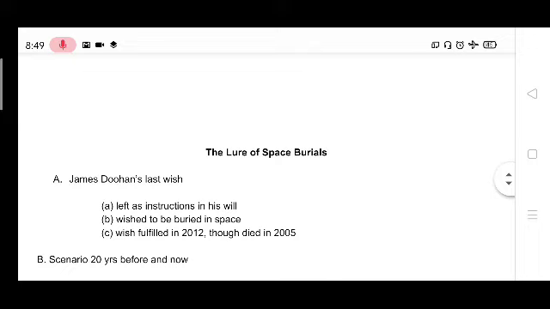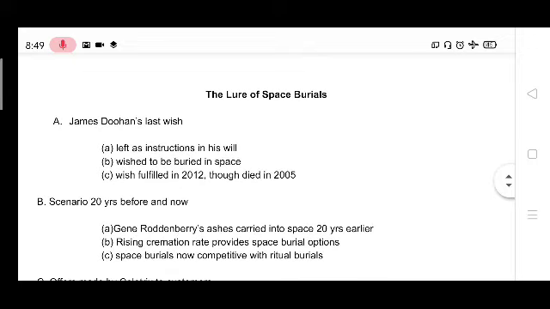when you're writing the notes. So you have to give your notes a title, The Lure of Space Burials. So that is the title. You can give any other title, or simply write Space Burial, but do write a title, whatever it is, and it should relate to the topic of your passage. It will fetch you 1 mark. If you forget to write the title, then that 1 mark you will lose.